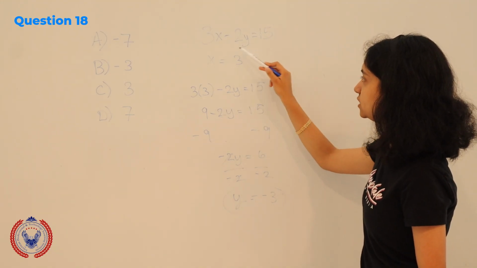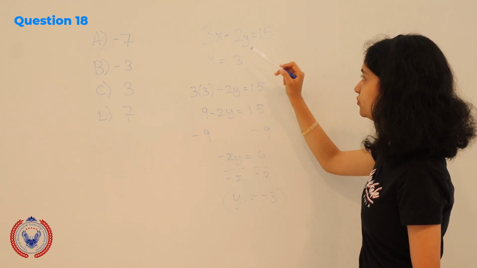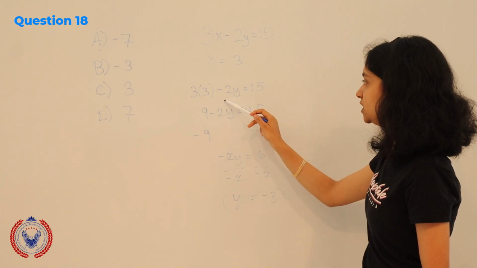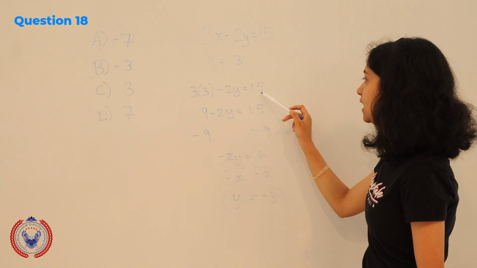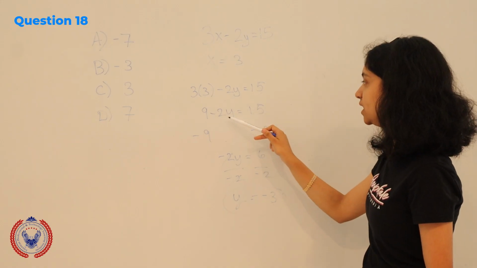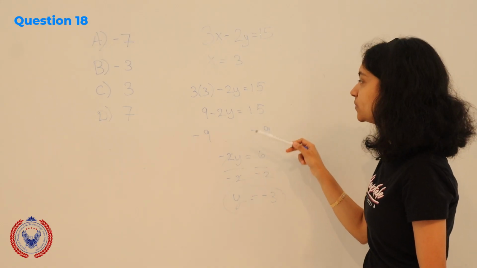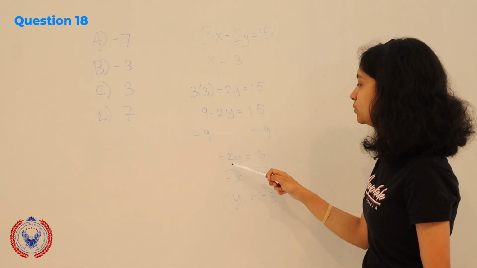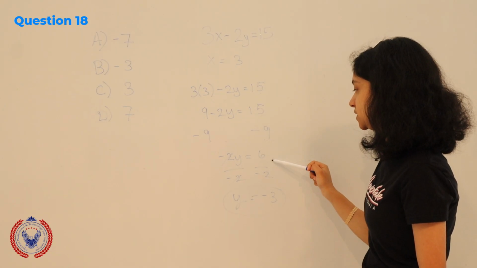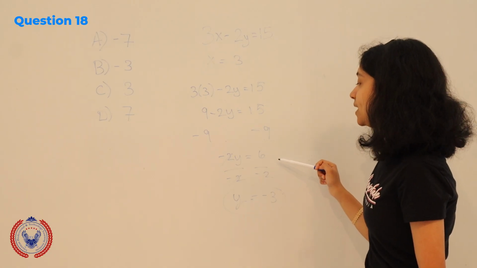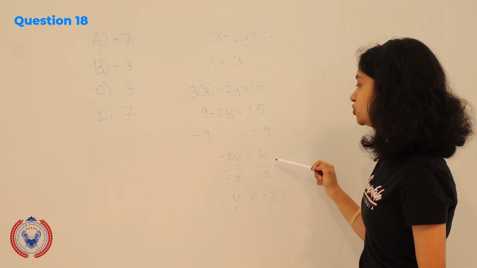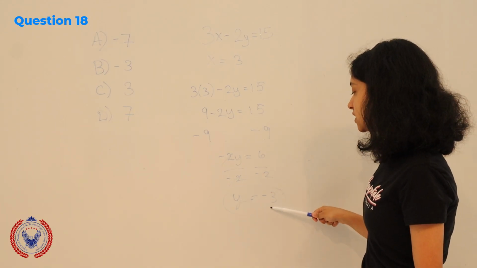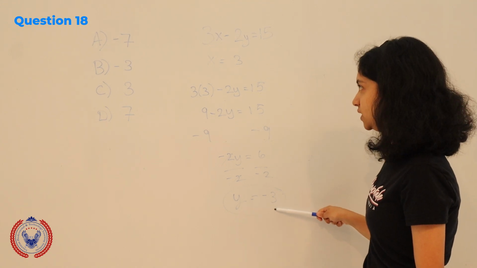So I could take x equals 3 and plug it into my first equation, which would be 3 times 3, which is 9. I would keep my negative 2y and 15 intact. So 9 minus 2y equals 15. After that, I would subtract 9 on both sides. Then I would get negative 2y equals 6. Remember, my goal is to isolate y. So I would divide by negative 2 on both sides. And that would give me y equals negative 3.